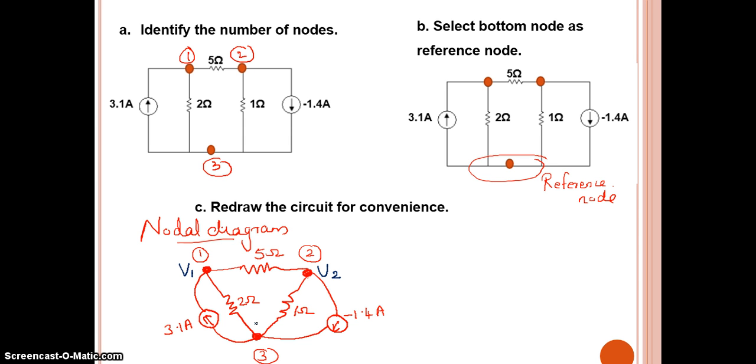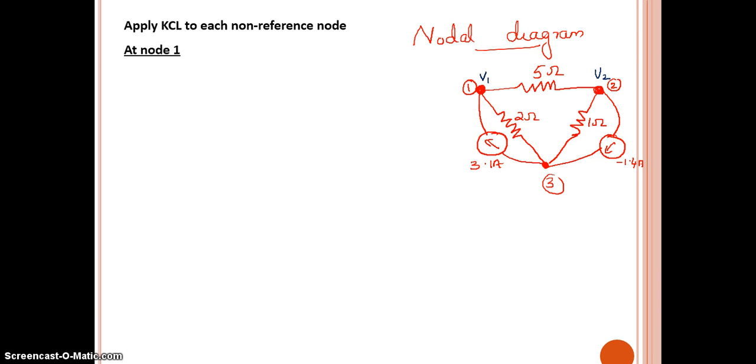Now our fifth step: we have to apply KCL, Kirchhoff's current law, to each node. When we are applying KCL, however many non-reference nodes there are, that many equations we need to get, so that many times we need to apply KCL. Here two non-reference nodes are there, so we need to apply KCL for this node as well as this node.